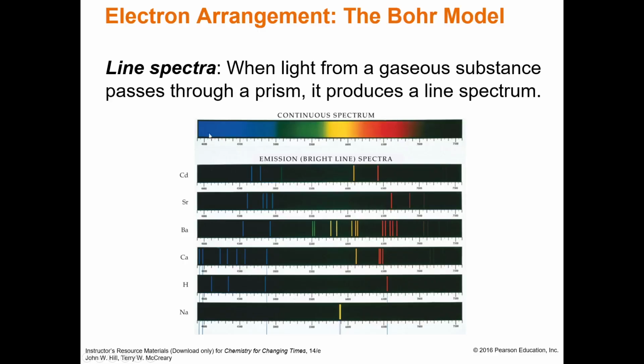Notice by the way, if you took the color wheel, the continuous spectrum is just the color wheel folded. If you're ever curious, that's actually why the color wheel is the color wheel and exists as is. It's because of this continuous spectrum and the frequencies that each of these colors are.